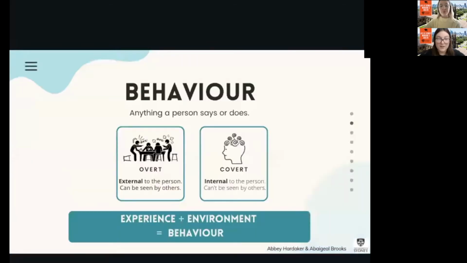So what is behaviour? A behaviour is anything a person says or does. They can be overt, which is external to the person and can be seen by other people, or covert, which is internal to the person and can't be seen by other people. Our behaviour is shaped by a unique combination of our personal experience and environment. Some behaviours are built in, like instincts and reflexes, and other behaviours are learned. They develop based on our experience. We learn by interacting with our surroundings.